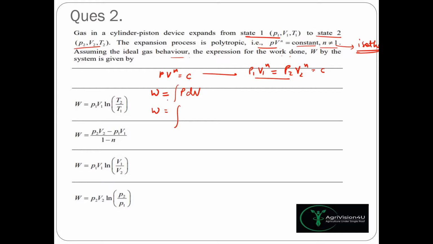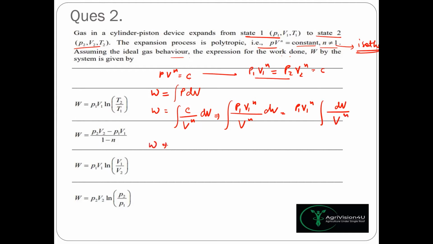So this P would be replaced by this expression. It will be C by V to the power n into dV. And C we can replace in terms of P1 V1. It will be P1 V1 whole to the power n divided by V to the power n into dV integration, right? So P1 V1 is our constant, so we can take this out. It will be like this, and dV divided by V to the power n.